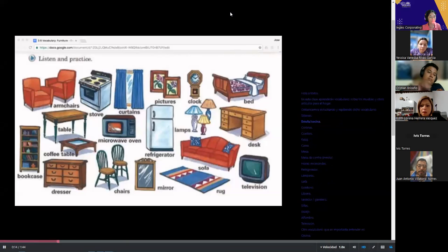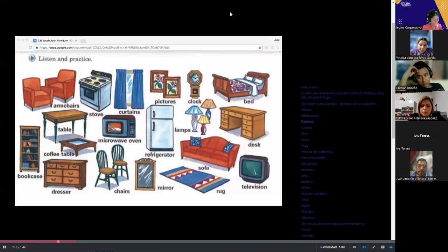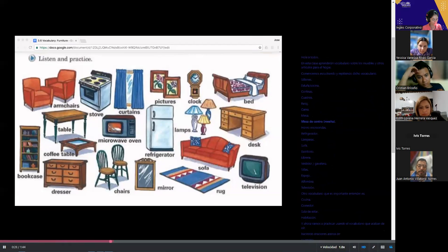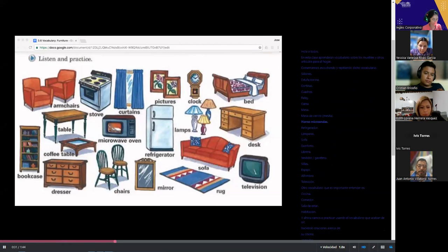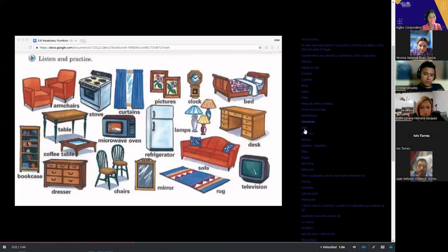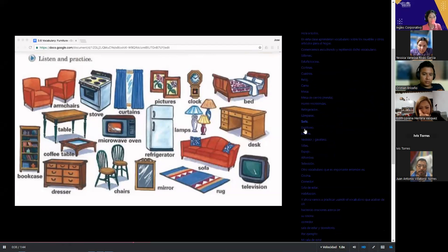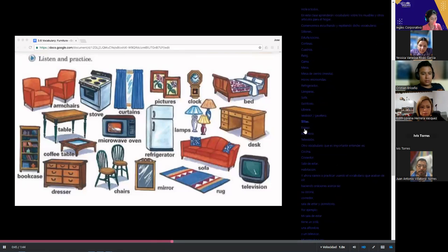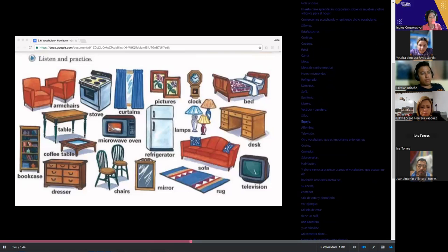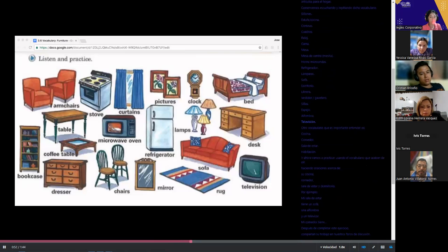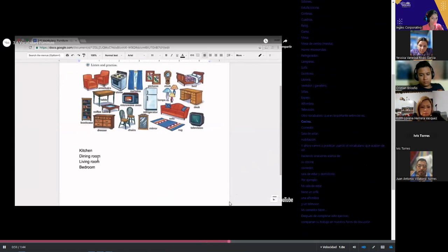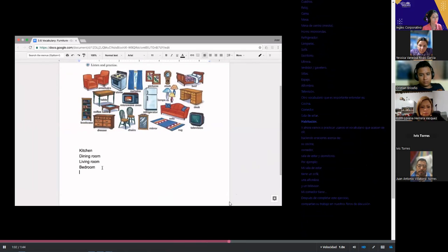Armchairs, stove, curtains, pictures, curtains, clock, bed, table, coffee table, microwave oven, refrigerator, lamps, sofa, desk. Bookcase. Dresser. Chairs. Mirror. Rug. Television. Other vocabulary that is important to understand is kitchen, dining room, living room, bedroom.